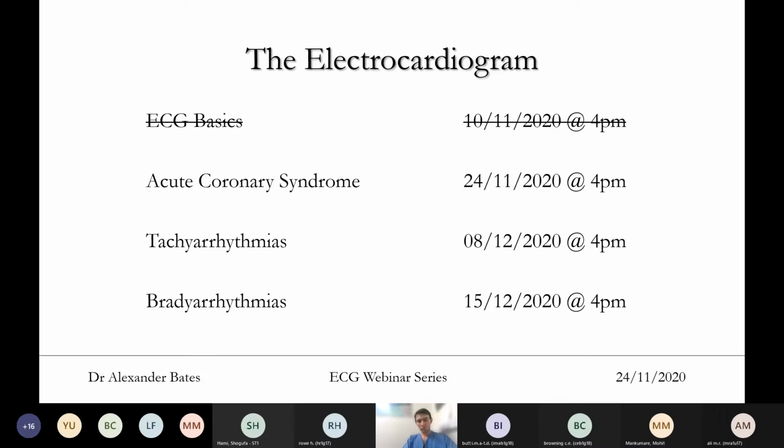Just as a reminder, in 2 weeks' time, we'll be going through tachyarrhythmias, so when things go fast, so probably something people are even more worried about than ACS. And then a week after that, we're going to cover bradyarrhythmias, so when things go slow, which is also very concerning, but people tend to be a bit more comfortable with.